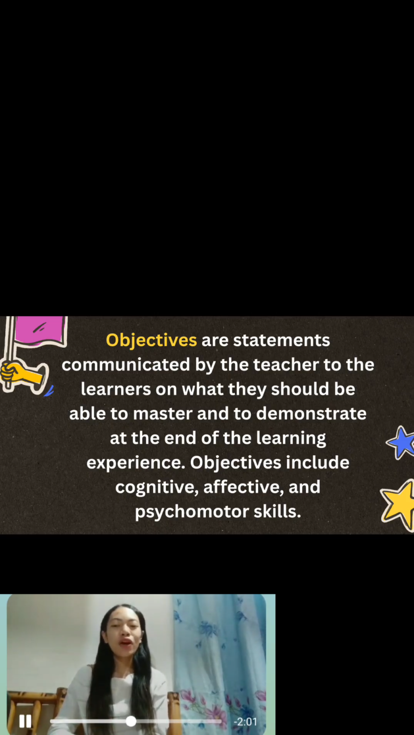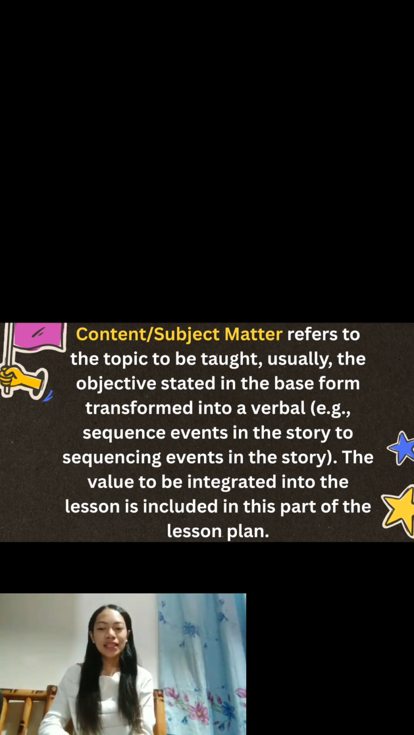So examples of the objectives: students will be able to identify the parts of a plant, no? So students will perform the basic warm up or exercise correctly. So that is the objectives. Next is the subject matter. I think the subject matter and objectives are familiar to you already, no?